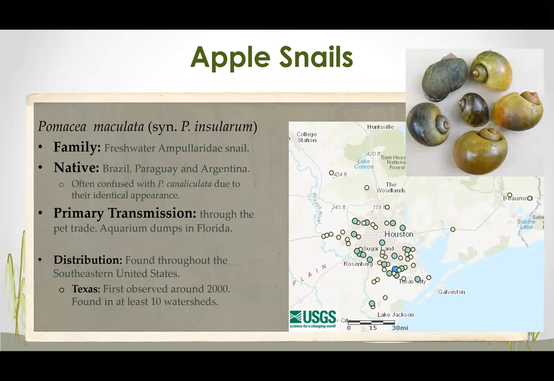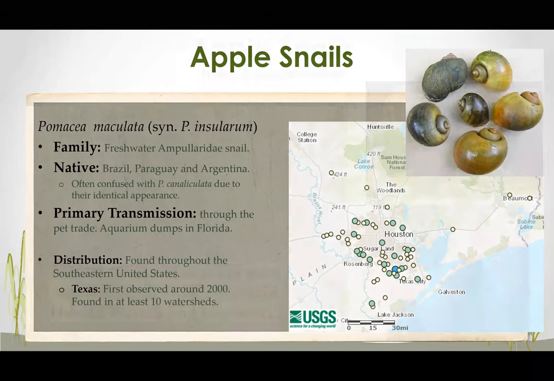What I want to point out in the distribution is last year through our citizen reporting efforts, we've been able to get some reports actually in the Woodlands area and then some reports out in the Beaumont Orange County area where it makes you realize that there's probably a large gap in distribution that we're missing here. So we're trying to do more work to track its distribution because of its ability to transmit nematodes to mammals.